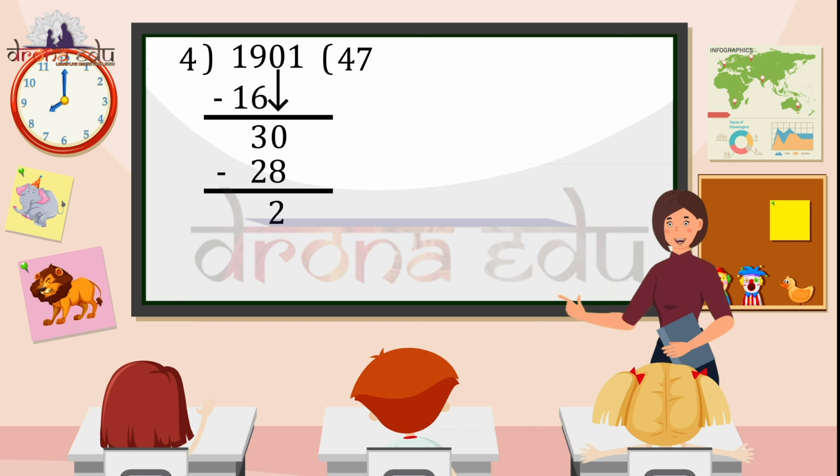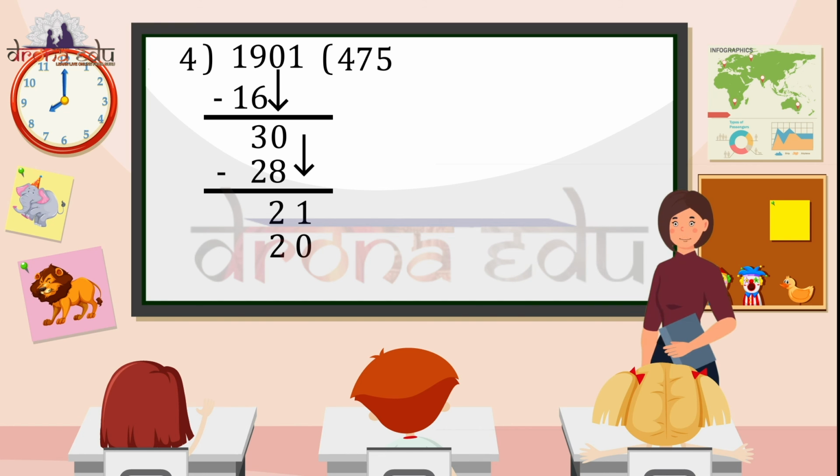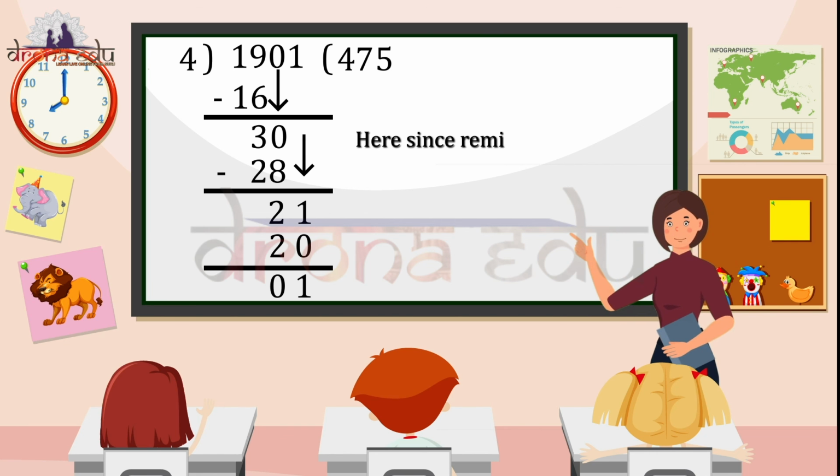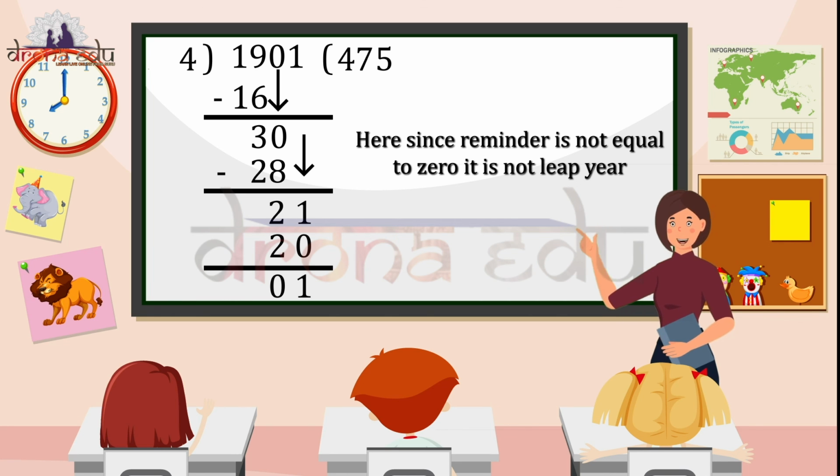And I'm going to take 1, which is in the unit place, down. Now the dividend is 21. So 4 into 5 is 20. And the remainder is 1. Since the remainder is not equal to 0, it is not a leap year. So likewise, we can calculate whether the given year is a leap year or not by doing this division. It is very simple, right? So in the next class, let's see about the clock.